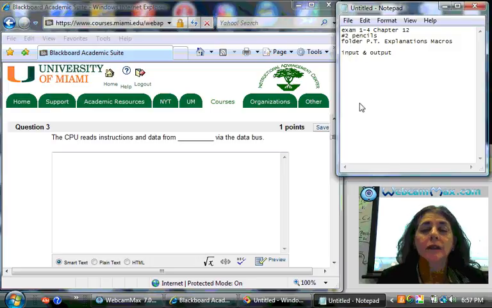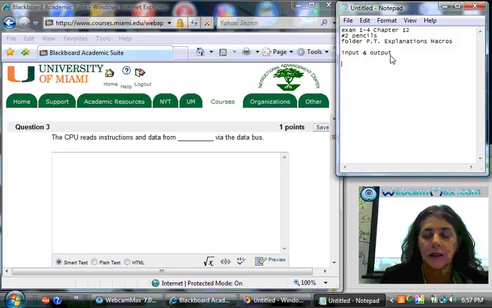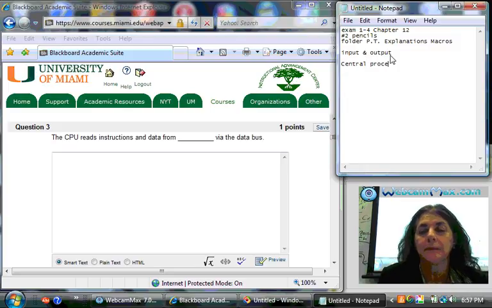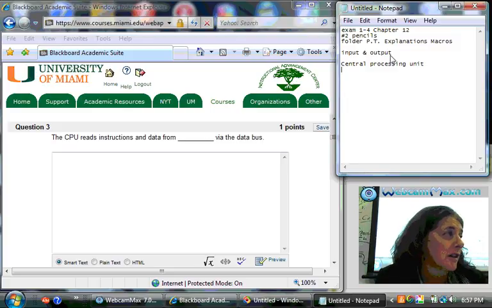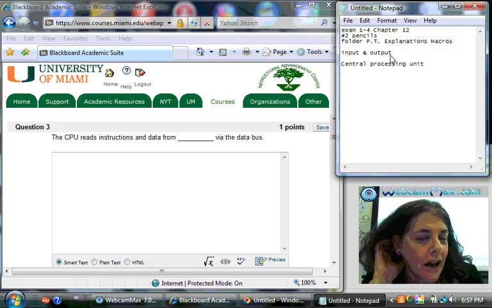Let's review. Do you have your notes so we can do it? So what do we have? We have a CPU, and the CPU stands for what? My central processing unit, right? And what is it good for? Tim, what does my central processing unit do? What's the purpose of it? It's going to be processing my instructions, and in this case, it's processing those instructions and the data, and it's going to take it via the data bus from where?